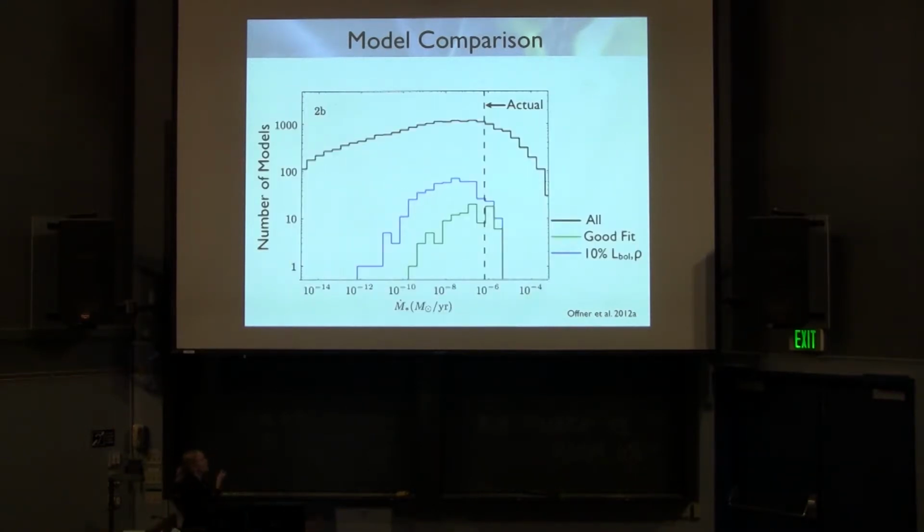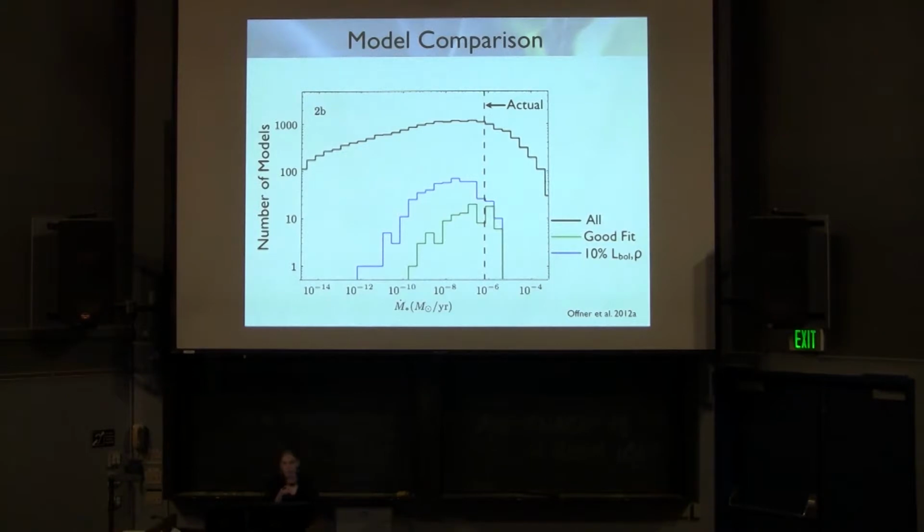So to give you some idea of how this happens, here's the total distribution of models as a function of accretion rate. There are 200,000 of them. For a given luminosity, here's the range of good fit models, and here's the actual accretion rate. So it's not doing too badly, but there is a spread of almost 2 orders of magnitude there. Or yeah, almost 4 orders of magnitude here.